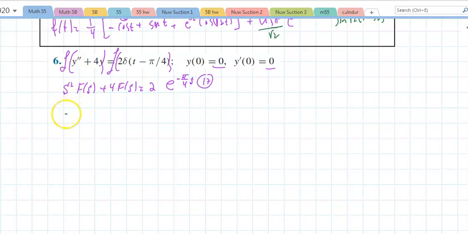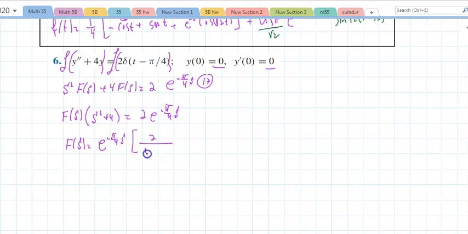Got it. Now, if I factor an f out, which is the function, you know what, let me not skip steps. That will be s squared plus 4 equal 2e to the negative pi over 4s, and f of s will simply be, maybe I should write it this way, e to the negative pi over 4s times 2 over s squared plus 4. And now this is straightforward.